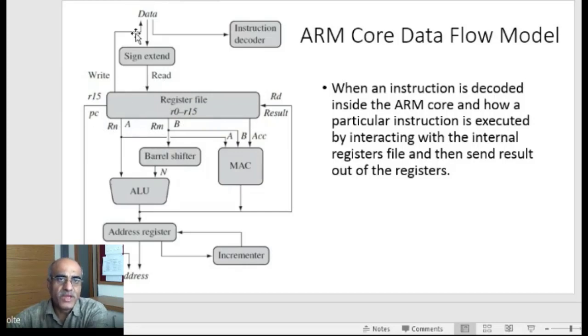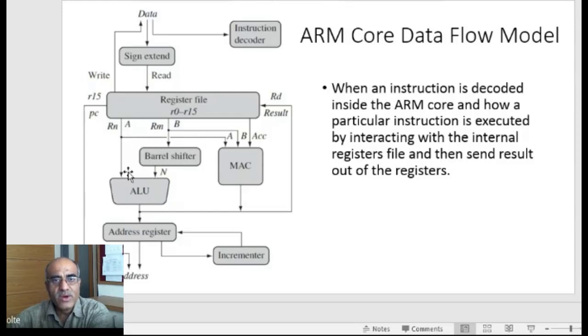Out of that, one register is used as the PC, the program counter, which gives you the location of the next instruction which is going to be fetched inside the CPU. Whenever the data is available here, the signal is provided and the PC is incremented by one, and then that address is given here.